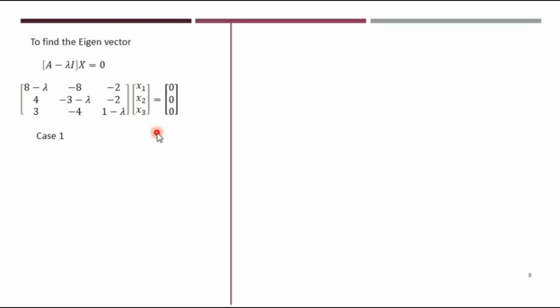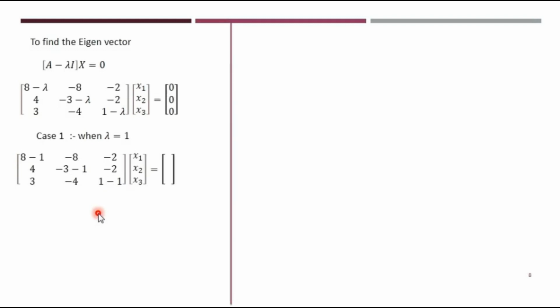Case 1 will be when lambda equal to 1. Now substitute lambda equal to 1 in this matrix. Put lambda equal to 1 यहाँ पे. तो lambda के बदले हर जगह 1 put करना है. So we will have the matrix as 8 minus 1, minus 8, minus 2; 4, minus 3 minus 1, minus 2; 3, minus 4, 1 minus 1; times x1, x2, x3 equal to 0, 0, 0.